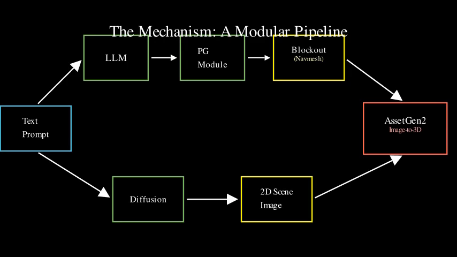Simultaneously, the text prompt is fed to a diffusion-based image generation model to produce a 2D scene image. Next, a modified image to 3D model, named AssetGen2, reconstructs the 3D world from both the scene image and the blockout's navmesh. This is key: the navmesh constrains the 3D reconstruction, ensuring the result remains traversable. Finally, the scene is decomposed into individual objects, and mesh and texture refinement techniques enhance their quality and visual appeal. Each module is designed to be replaceable, allowing for flexible customization and improvement.